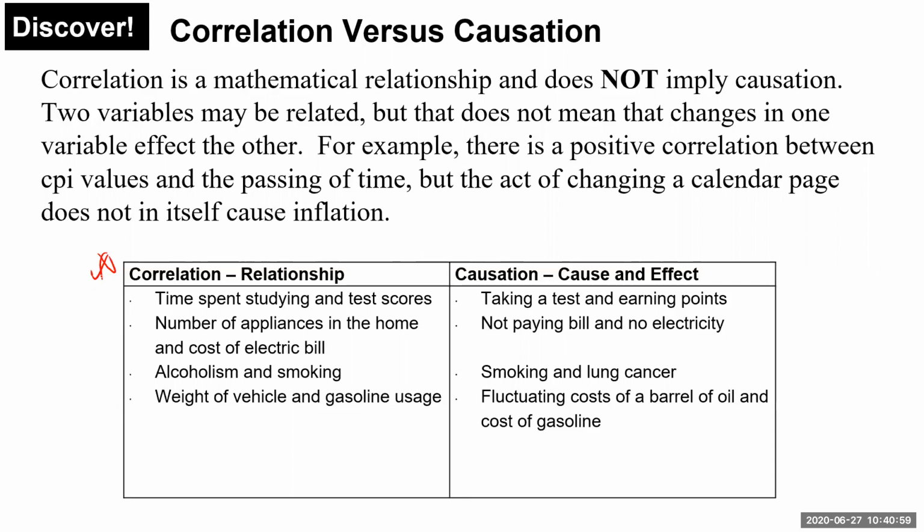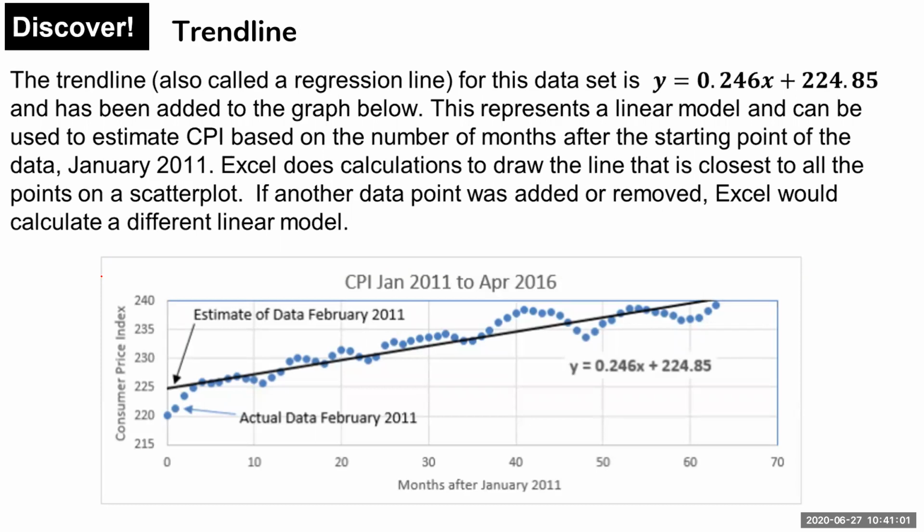Okay, nice. Now, we spoke about the trend line, and the trend line for this data set that we have for the CPI, this is what we call the trend line equation. Usually you'll find this on the graph. And that is what we call the trend line equation.